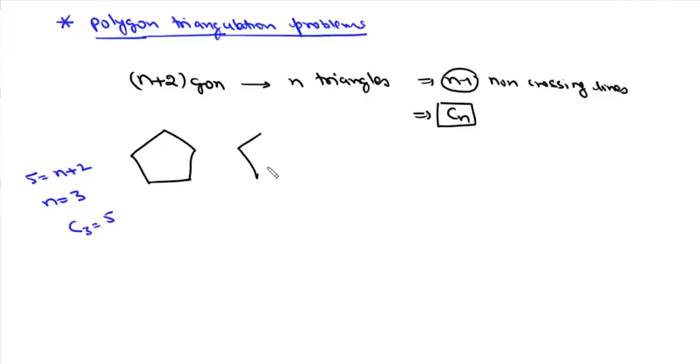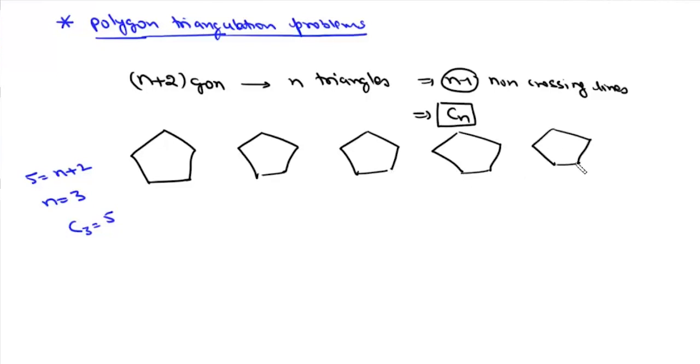Now we can show these 5 cases also. One of them is this way, another one is this. Then we have this one, and this one, this one. So we have 5 ways to triangulate this pentagon.